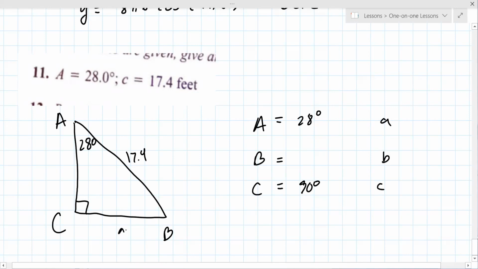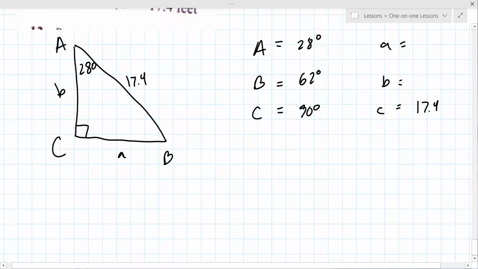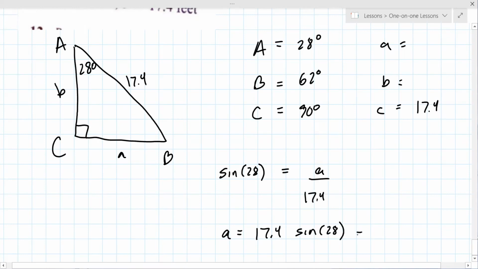So, little a, little b, little c. Little a is always across from big A. Little b is always across from big B. So B is 62 degrees, just subtracting it from 90. Little c is 17.4. I'm just going to pick A first. A is across from the 28. So sine of 28 equals A, which is the opposite over the hypotenuse, which is 17.4. So A is equal to 17.4 sine of 28.